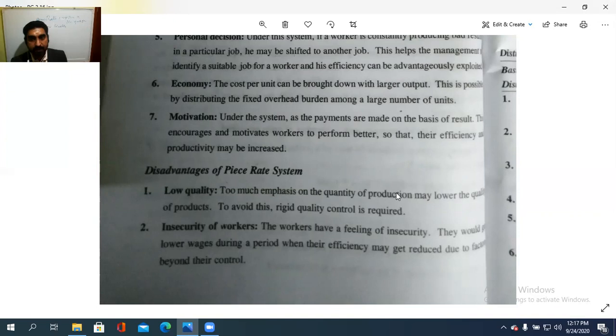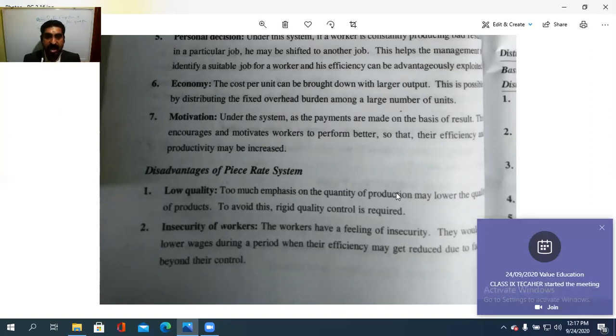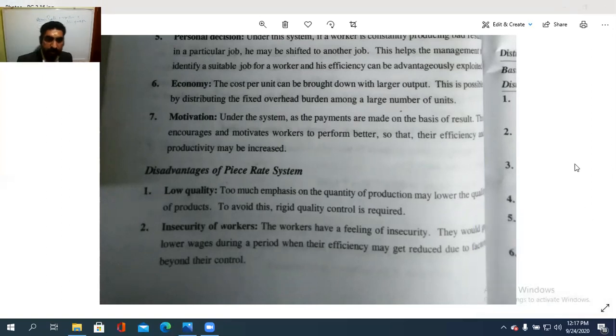Workers have a feeling of insecurity because only efficient workers are getting more benefited. അങ്ങനെ ഒരു ഇത് വരുന്നു. അപ്പൊ എന്താ? ഇൻഎഫിഷ്യന്റ് അല്ലെങ്കിൽ ഒരു പരിധി വരെ പെർഫോം ചെയ്യുന്നില്ലാത്തവർക്ക് ലോ വേജസ് കൊടുക്കുന്നു. They are getting demotivated. അതാണ് insecurity of the workers. So workers are having a feeling of insecurity. They would get lower wages during a period when their efficiency may get reduced due to factors beyond their control.